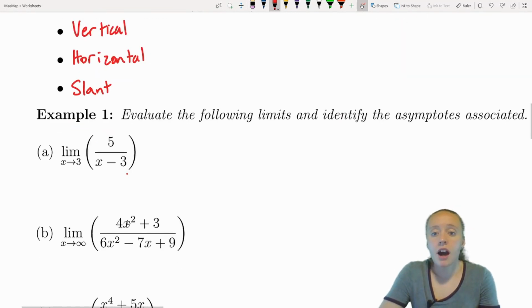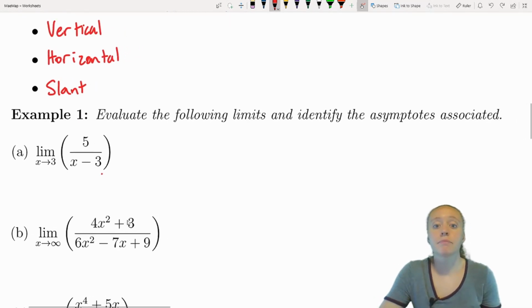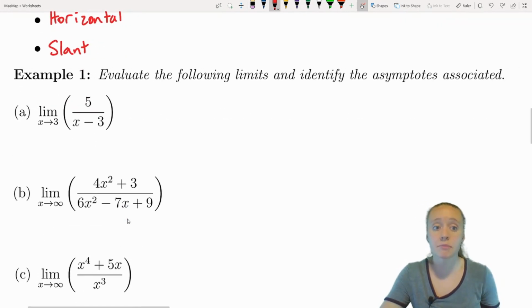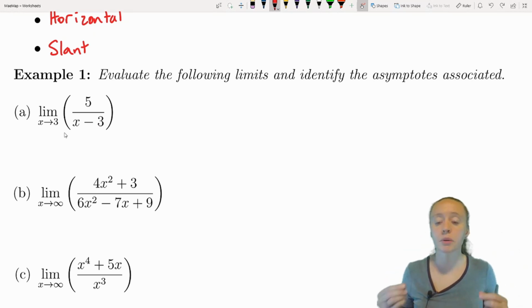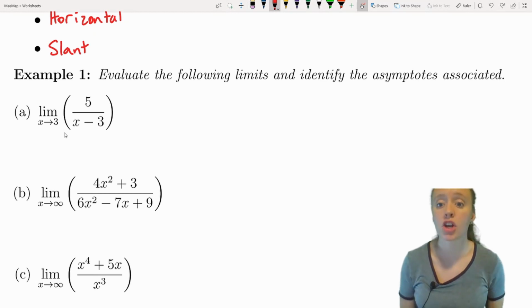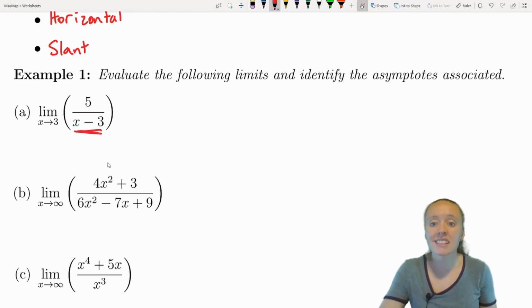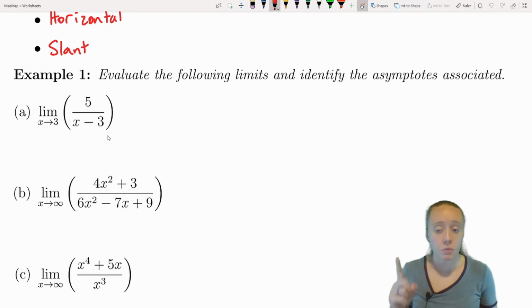So the limit of 5 over x minus 3 as x approaches 3, I'm going to evaluate that limit and identify any asymptotes associated with this limit. So I'm not going to try to find every single asymptote in the function. I'm just going to find the one that makes sense with the limit. So as x approaches 3, what happens in our denominator? We get 0. So because our function's undefined in our denominator, we have to ask ourselves, can we cancel it out?